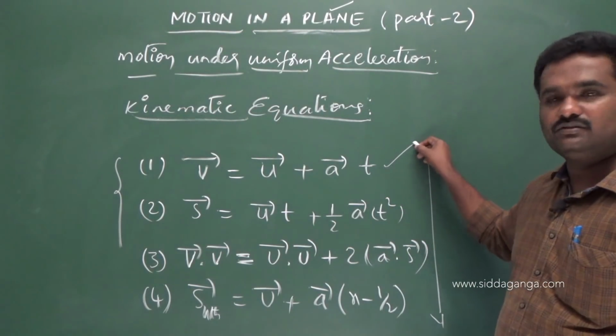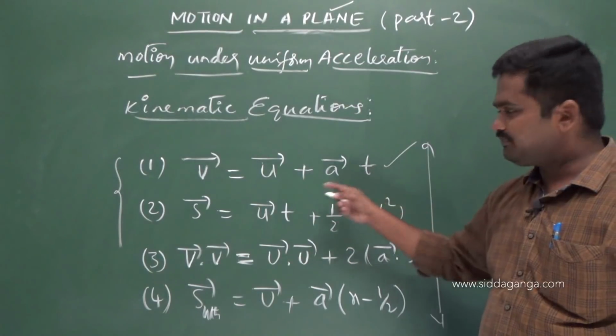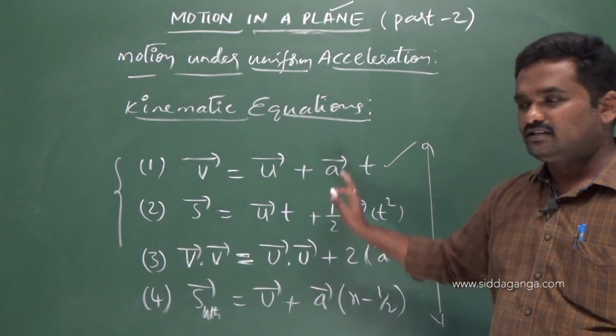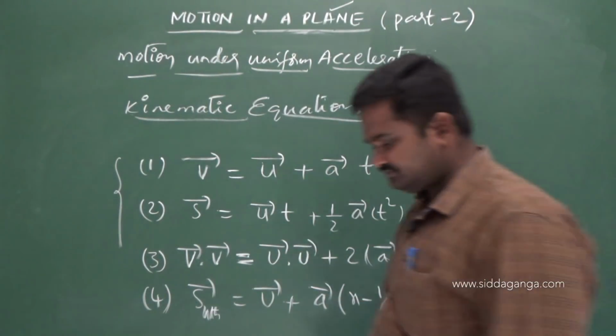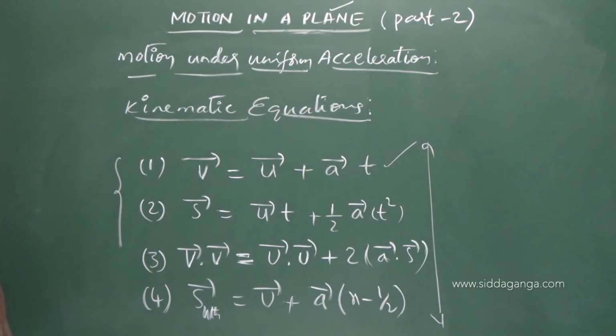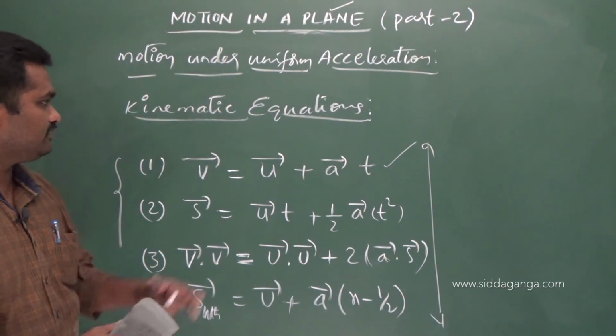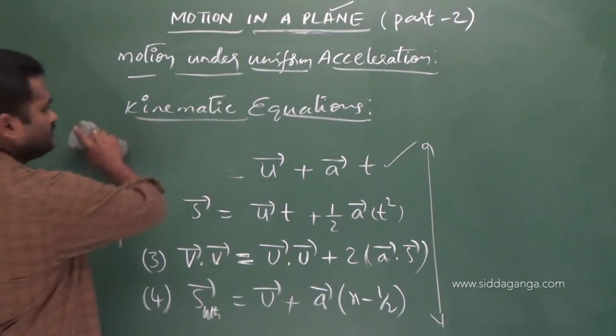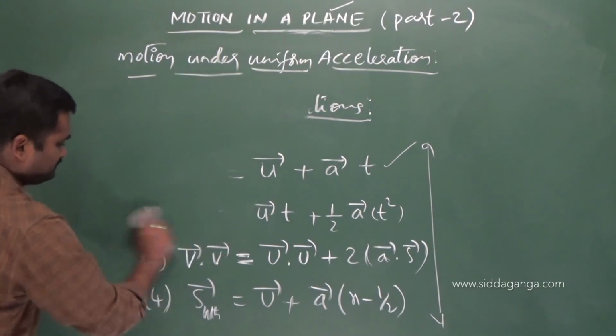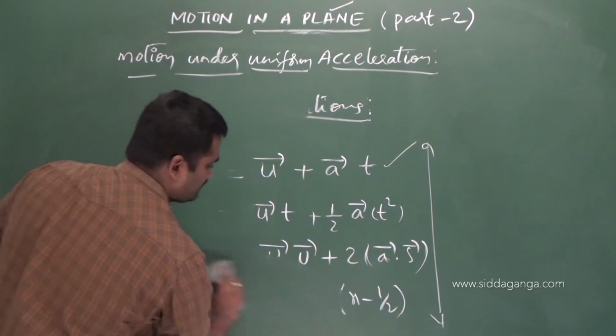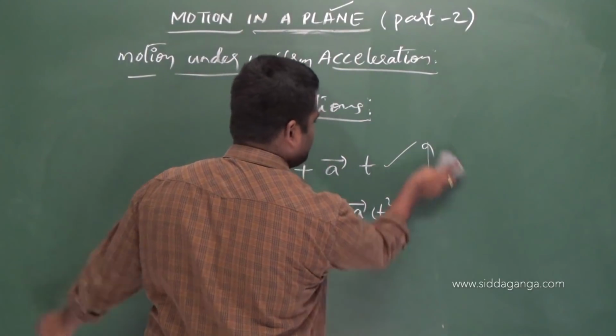V bar equals u bar plus a bar into t. Similarly, you have to remember three more equations. Now we will see the applications of these equations, how we are supposed to write them. What is the use of those equations, we will see now.